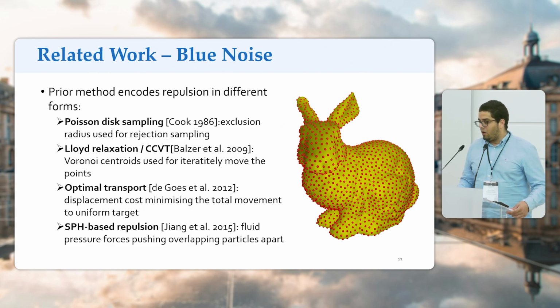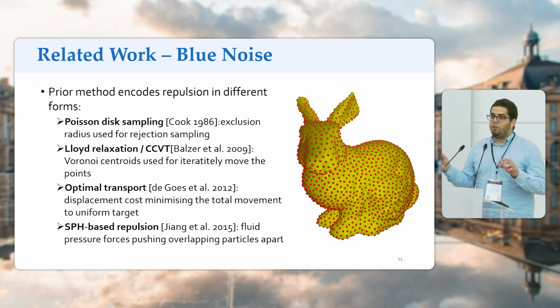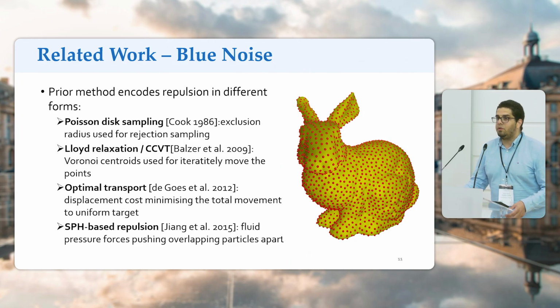Then Lloyd relaxation can be analyzed as Voronoi centroids, and you move the particles to these centroids, and then you do this iteratively. Then you can also have optimal transport, where you move the particles to reach a target spectrum, and here the loss is the encoding of the repulsion. And finally, you can have fluid simulation, where the pressure force acts as the repulsion.